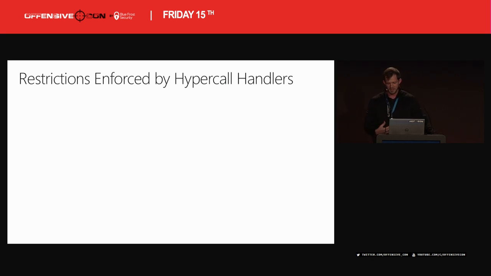In order to make sure your fuzzer is efficient and operating effectively, it's important to understand what restrictions a hypercall handler can enforce. These checks, you'll normally find them implemented at the beginning of a hypercall handler. I'm going to show some code snippets of what these look like. I understand you guys don't have source, so it's not going to be that helpful.